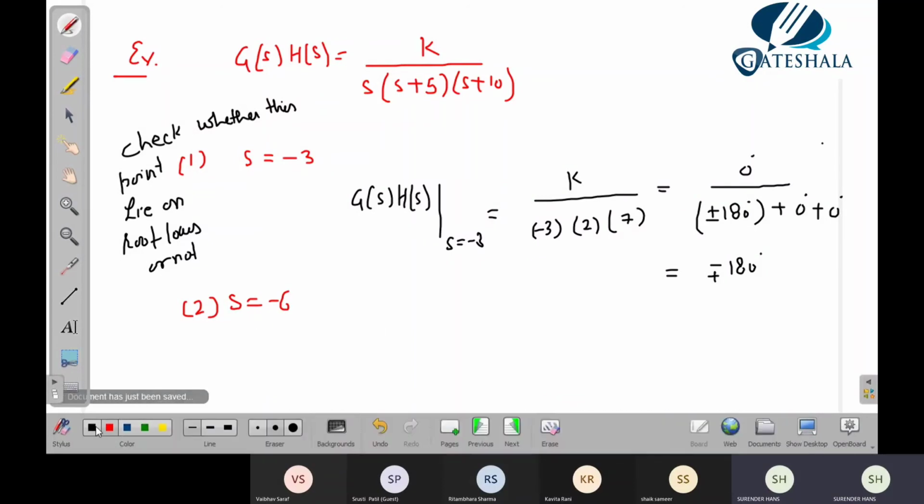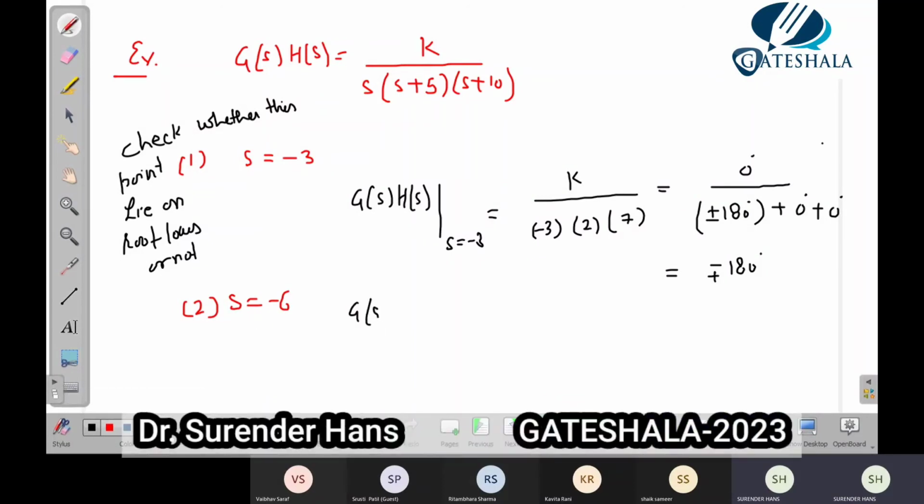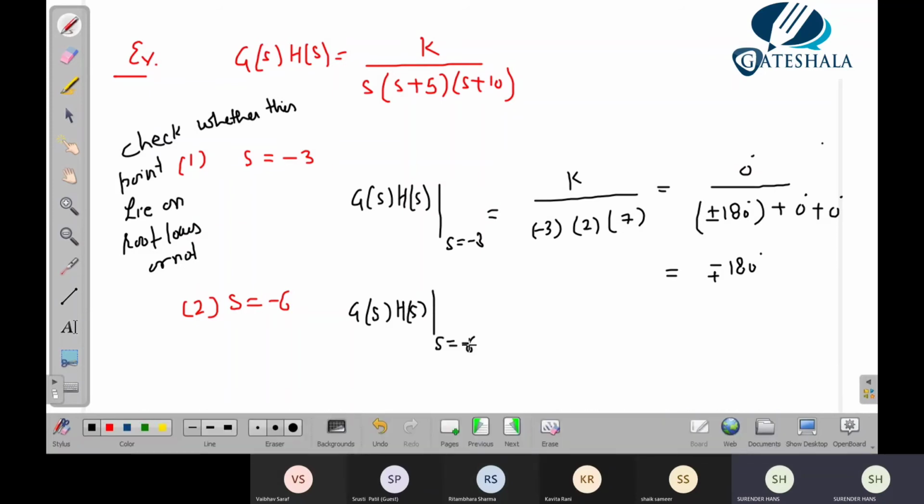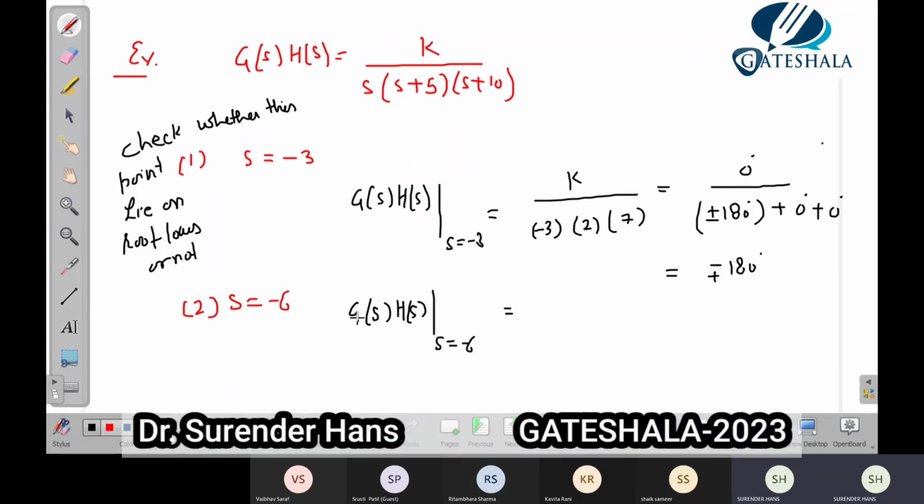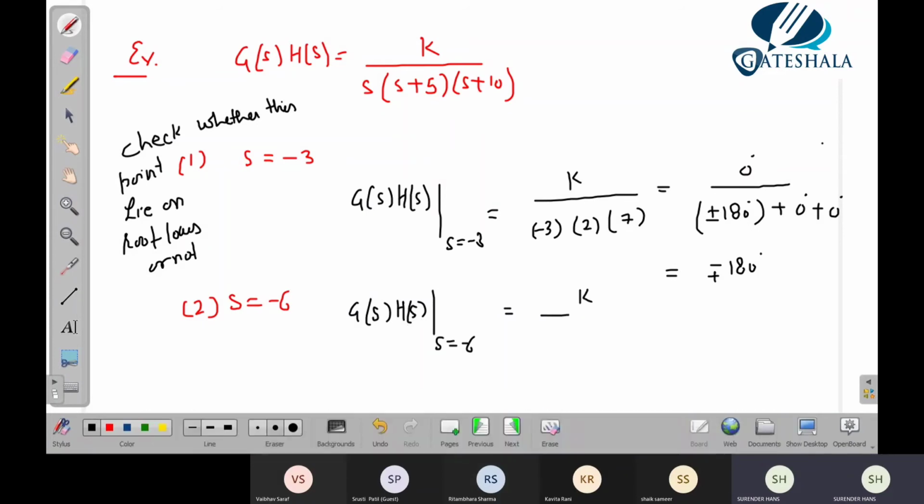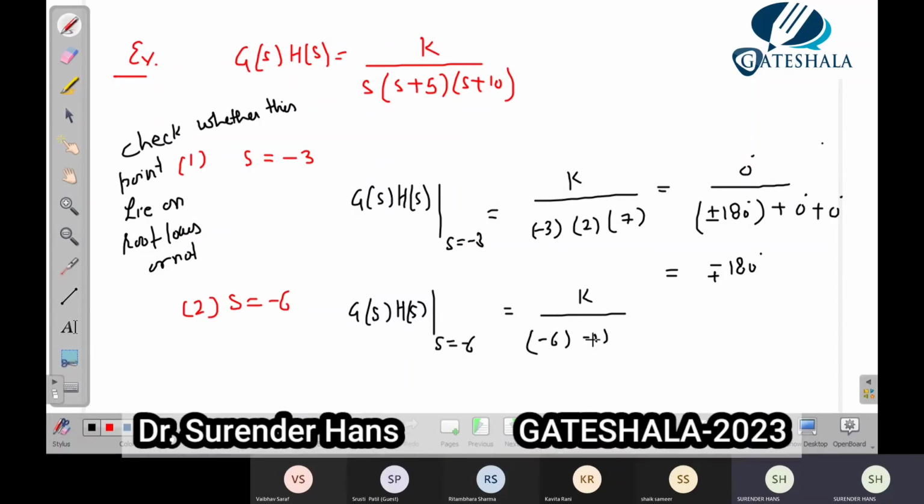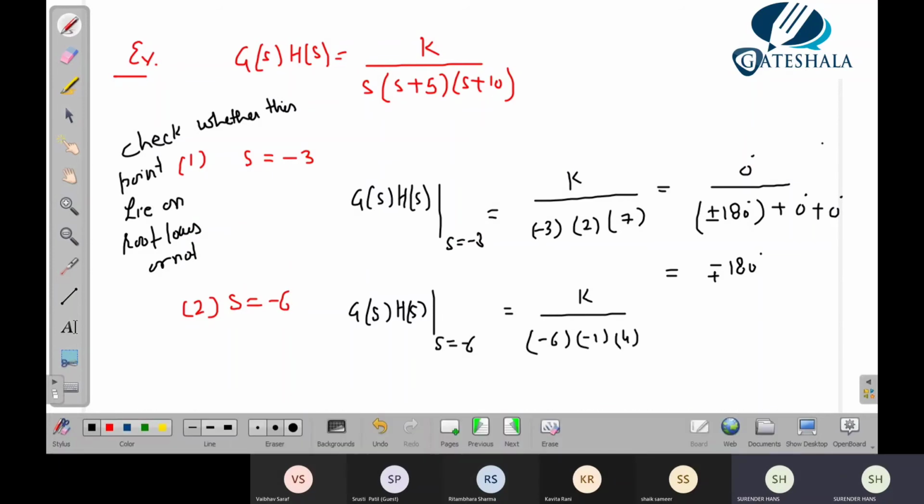So S is equal to minus 6. Now GSHS, with S equal to minus 6, that is K divided by minus 6. Correct? That is minus 1, that is 4.